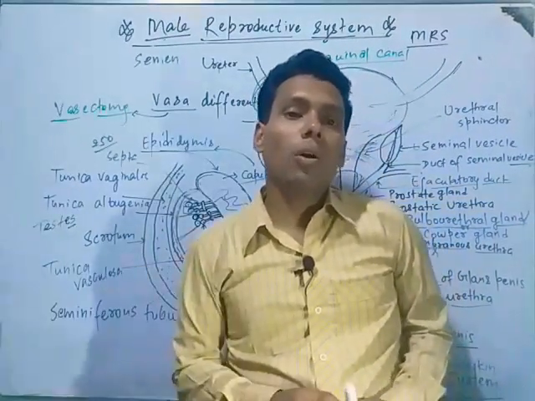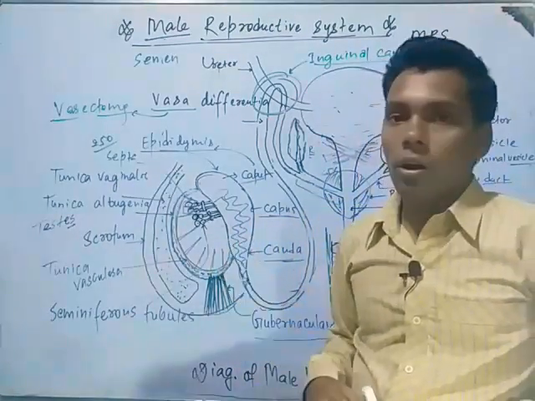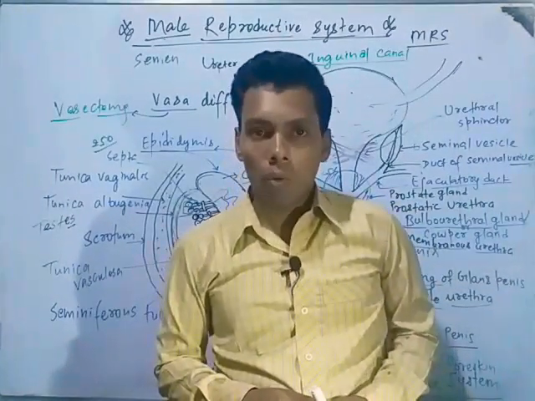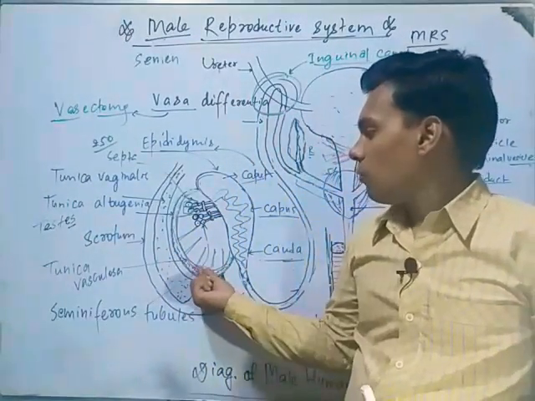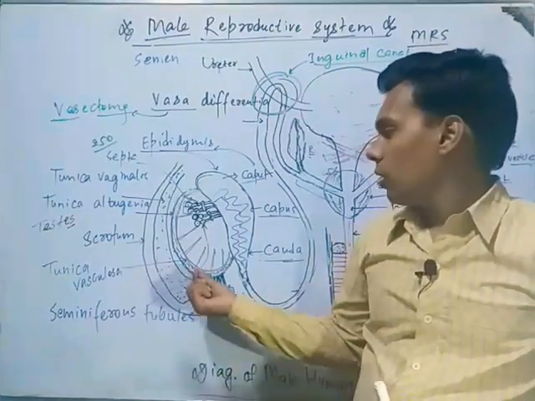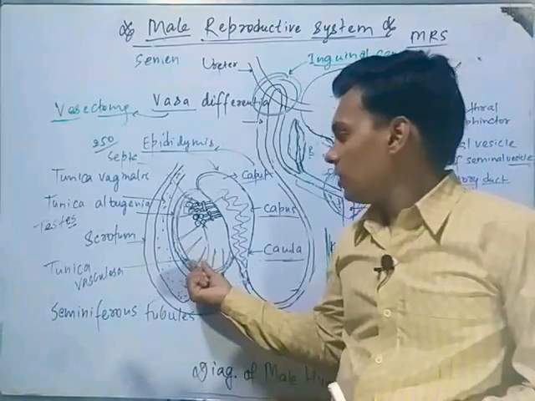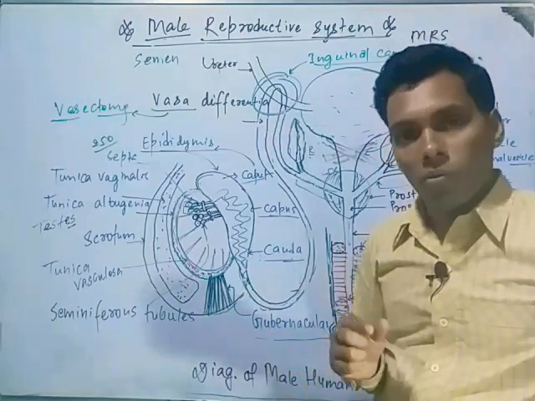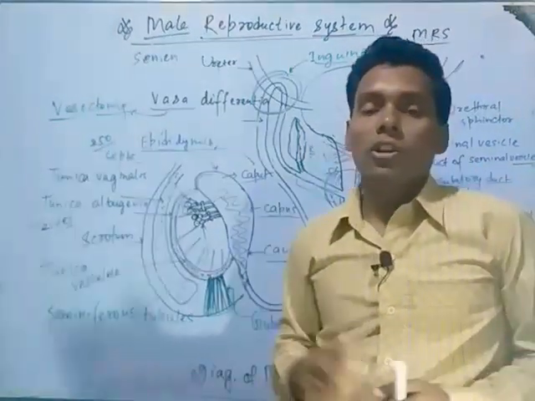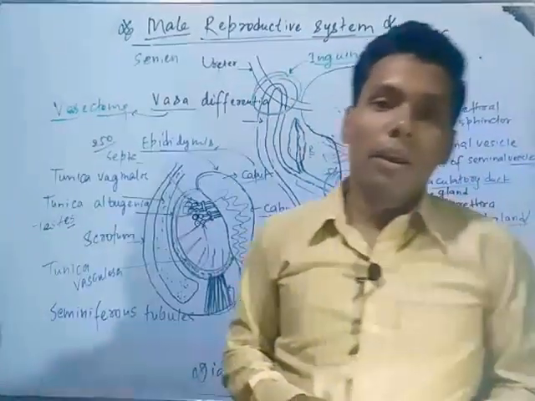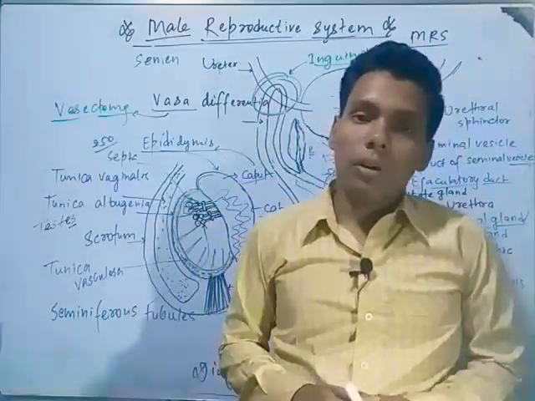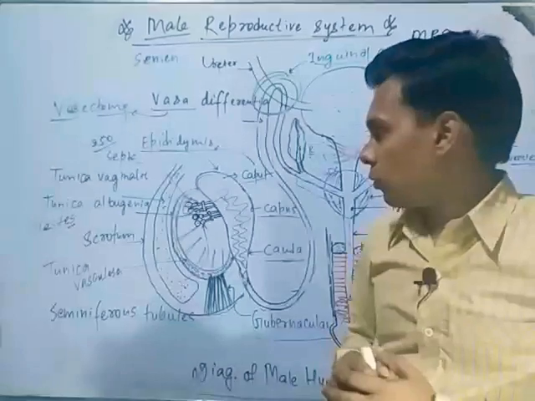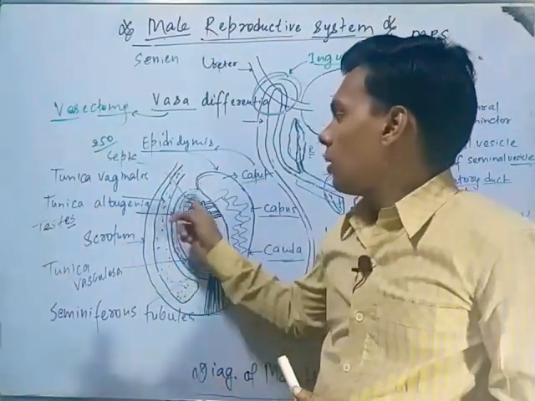The testis is called the primary sex organ because its functions are gametogenesis and secretion of hormones. Gametogenesis is the formation of gametes. In the testis, sperm cells are formed. Testosterone is formed by Leydig cells, as well as other androgens. So that is called the primary sex organ.